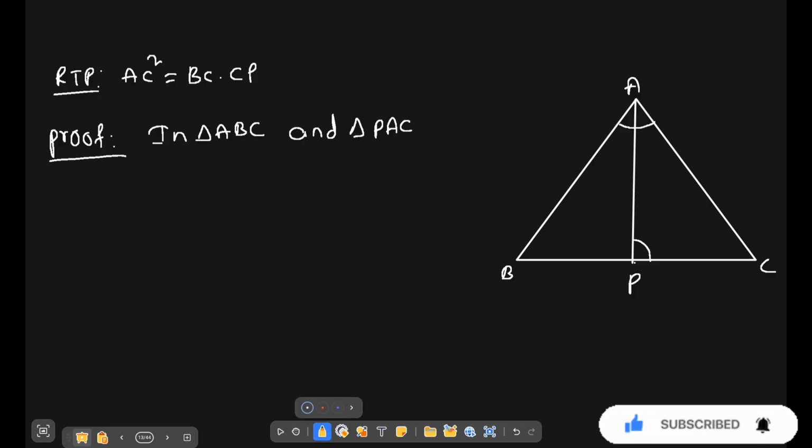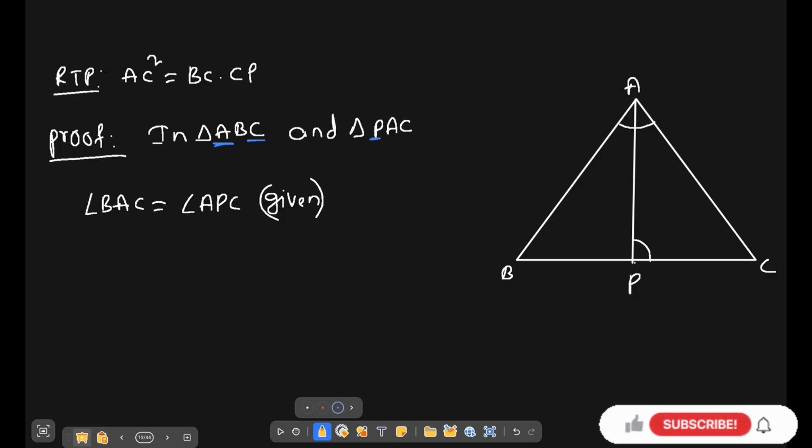Angle at A in triangle ABC is angle BAC. Angle at P in triangle PAC is angle APC. So it is already given in the problem that angle at A in triangle ABC and angle at P in triangle APC are equal. And angle at C is equal to angle at C. This is common. Angle C is equal to angle C because it is common in both the triangles.